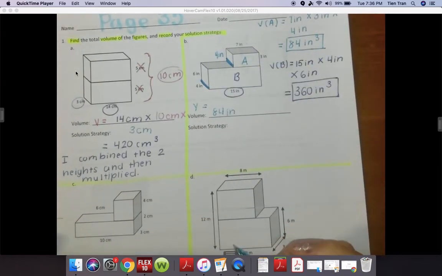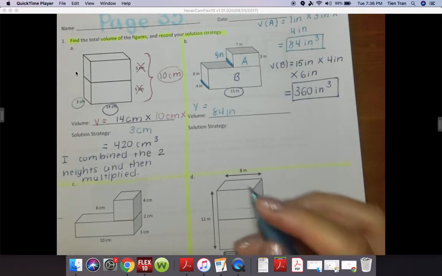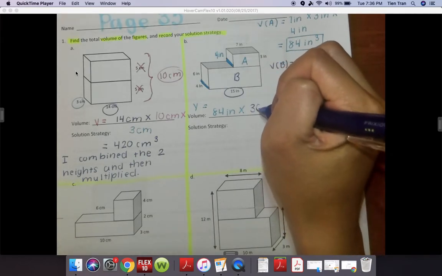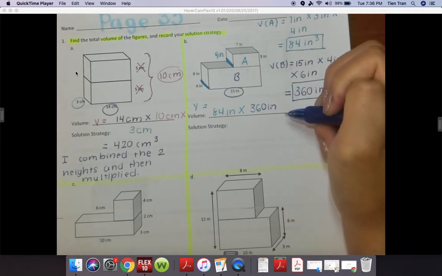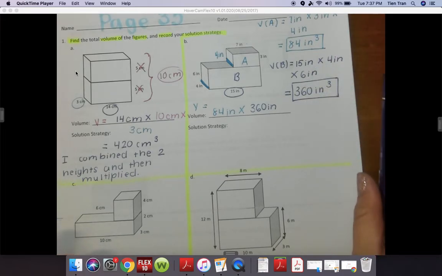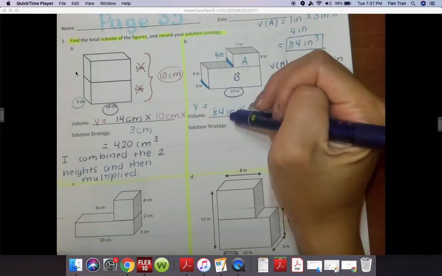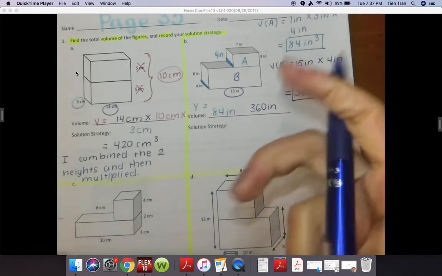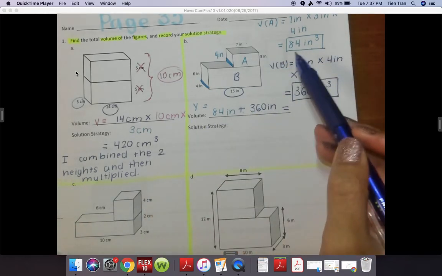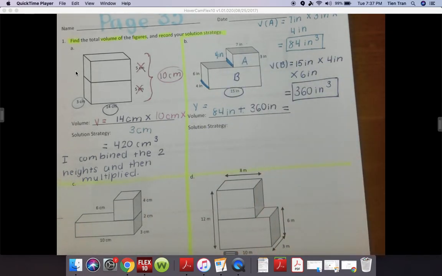Volume is equal to 84 inches, and I'm multiplying that by 360 inches, and that is going to give me my final answer. So, sorry, not multiply. I meant to add. When I add those two numbers together, I'm going to get the volume for both of the rectangular prisms.